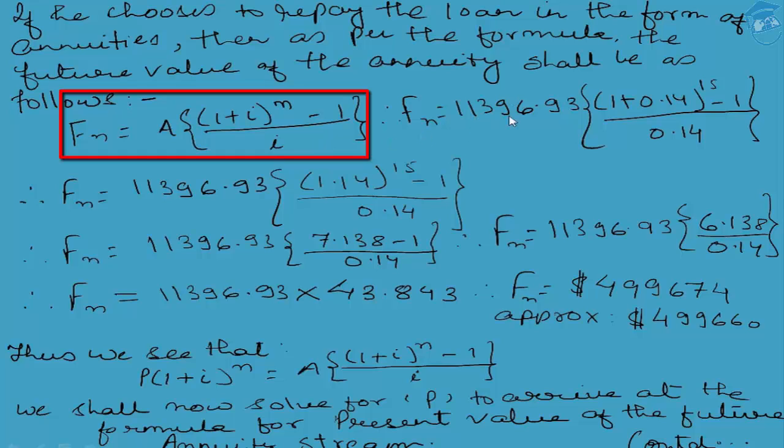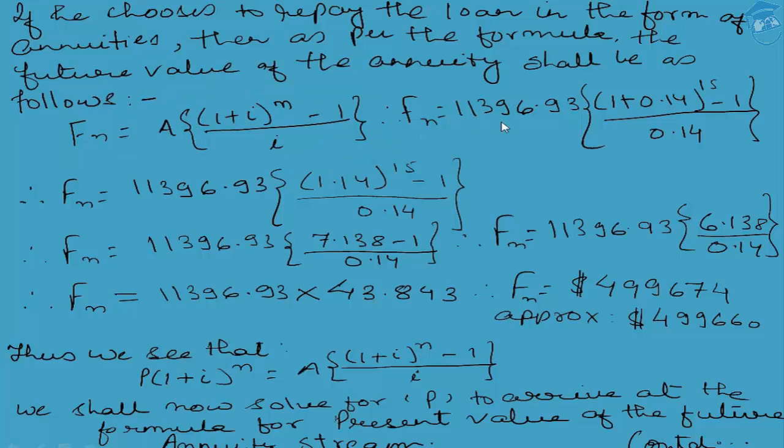Since we know that the annuity amount stands at 11,396.93, we need to calculate the future value of this particular amount. So putting the variables at the respective places, future value of this amount into (1.14 to the power of 15 minus 1) whole upon 0.14. By working it out, we find that the future value of the annuity is 4,99,674, which can be taken as approximately the same by rounding off the figures.